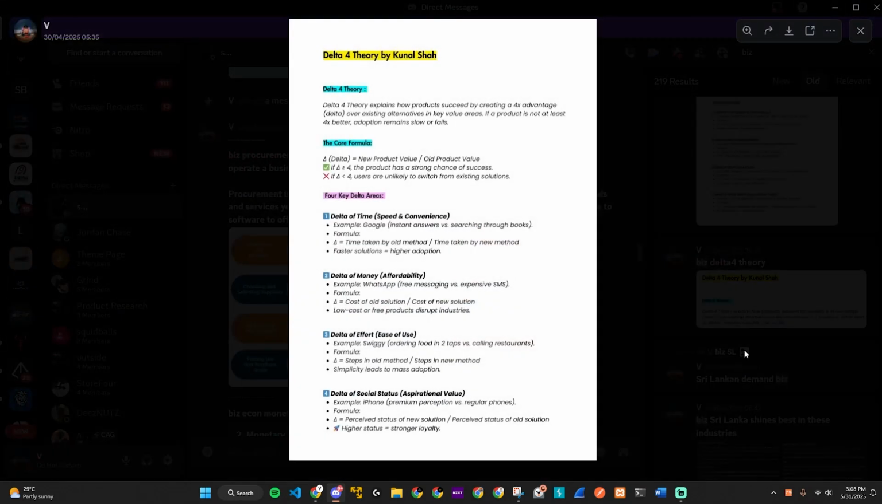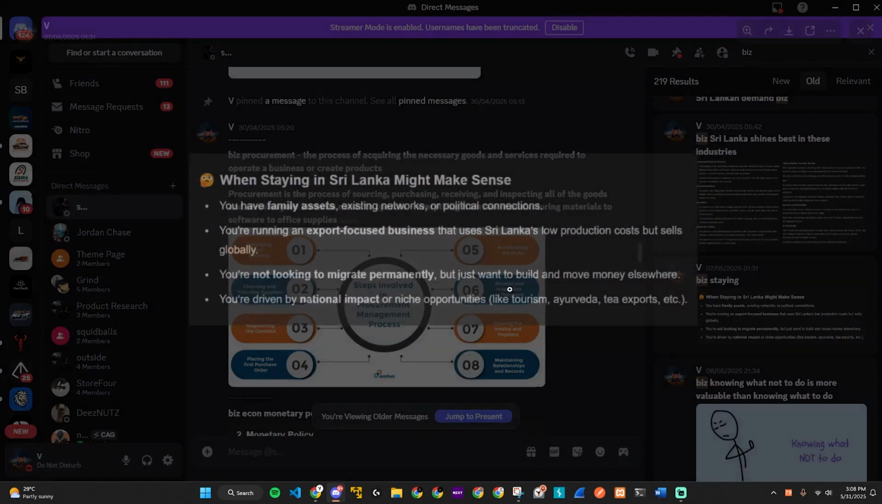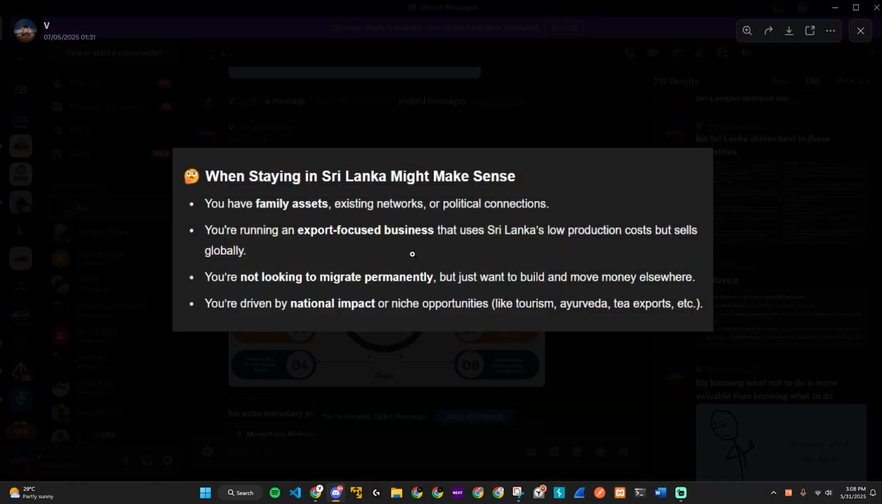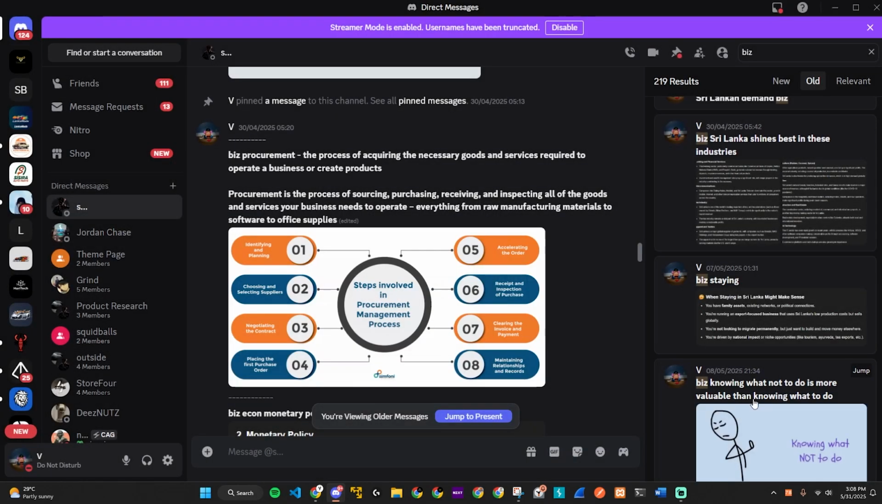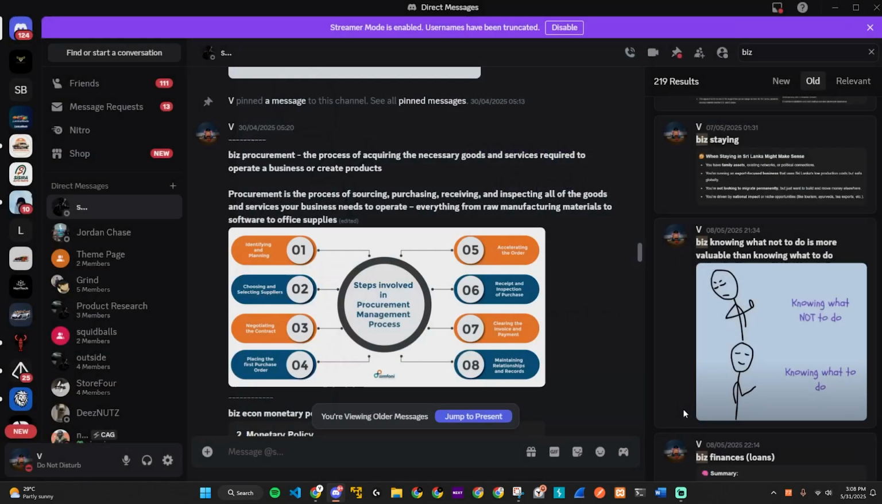Right, so these are marketing theories. These are industries in my country: export-focused business, social impact on niche opportunities like tourism, Ayurveda, and tea exports. Knowing what not to do is better than knowing what to do.